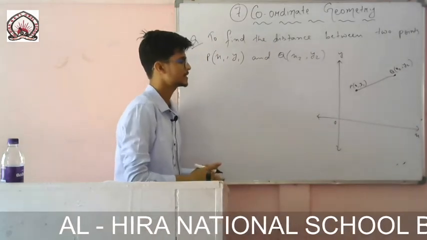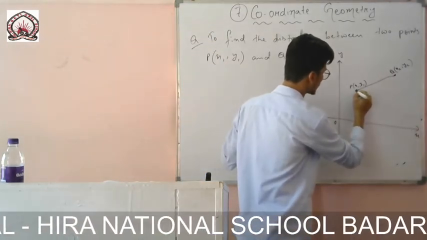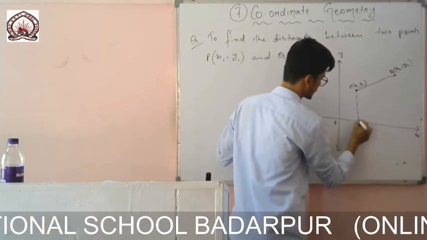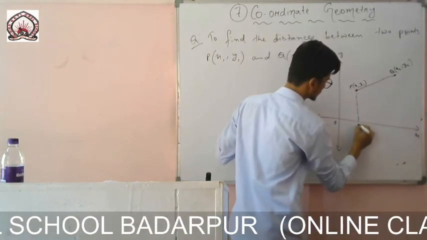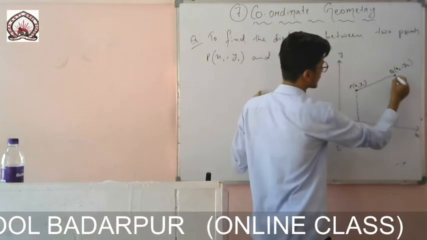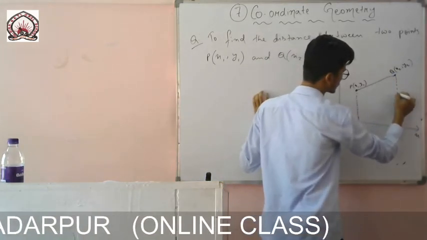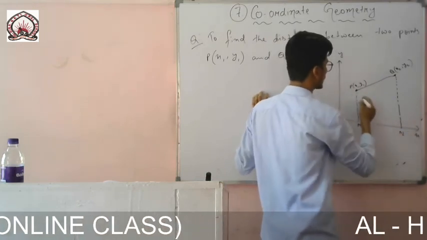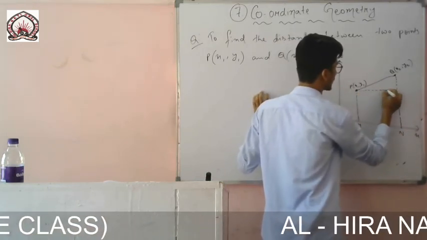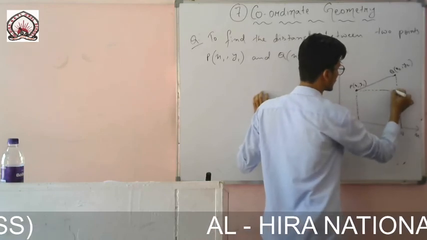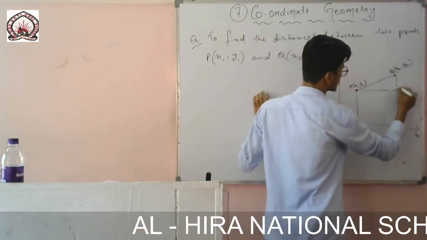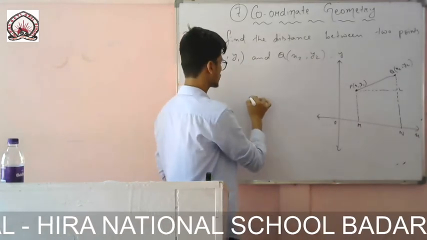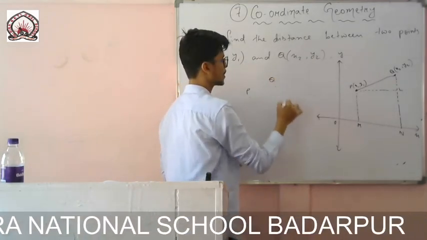So to find the distance, first of all I have to draw a perpendicular from P on the x-axis. Let me name it M. Another perpendicular I will draw from Q, so I will name it N, and from P I will draw another perpendicular to this line QN, so I will name it L. Okay. So what I have drawn, 2 points were given, one is P, another one is Q.